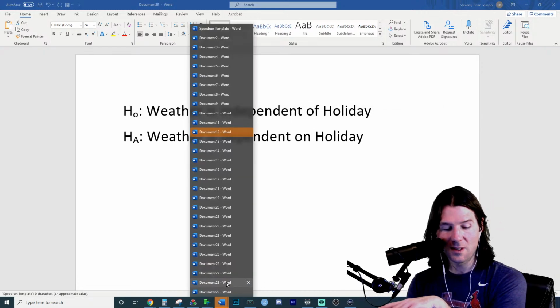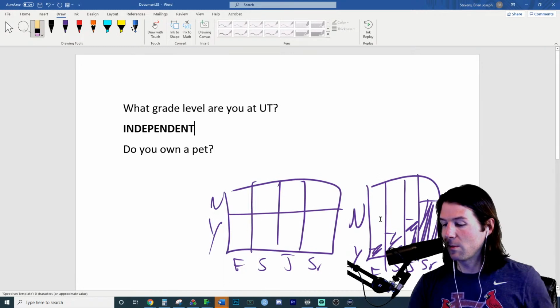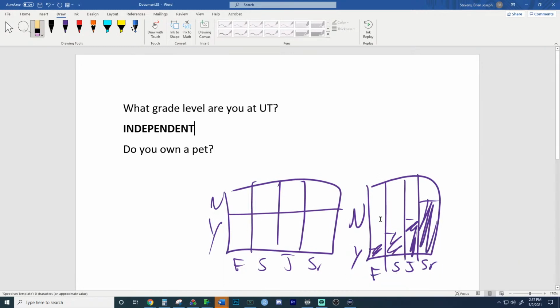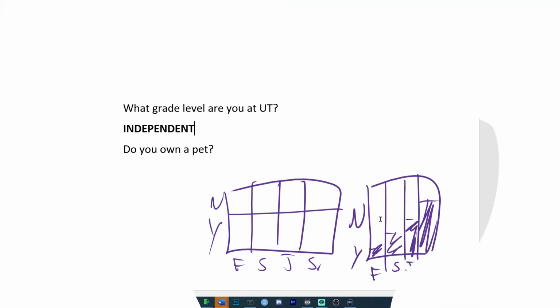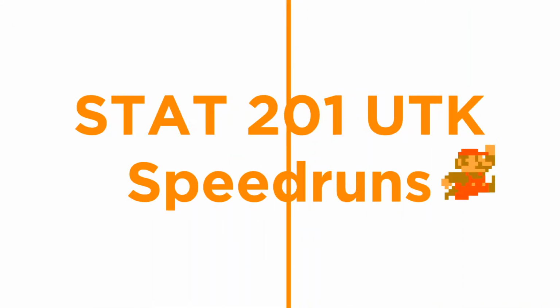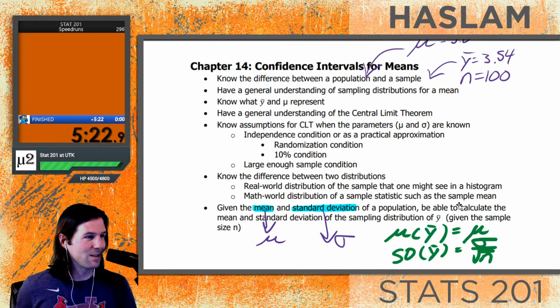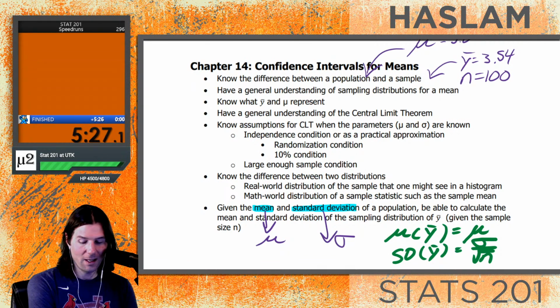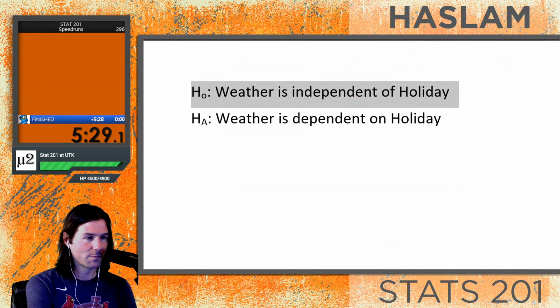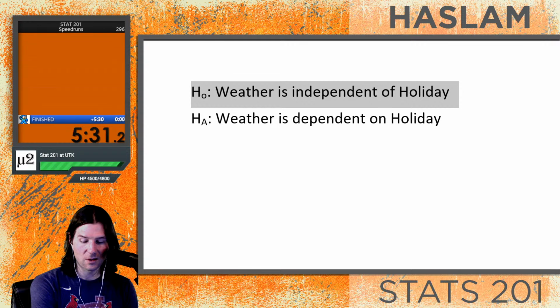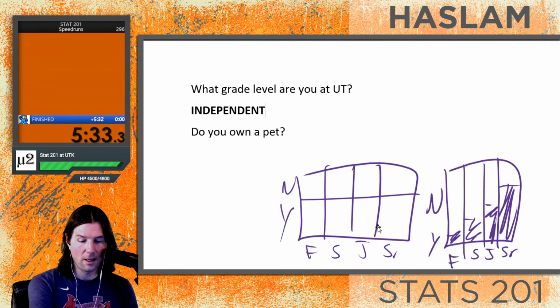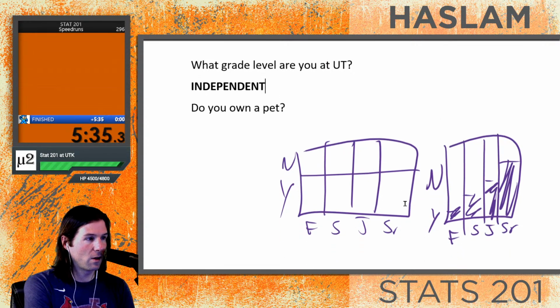Let's look at our previous example where we were talking about somebody's year at UT and whether they own a pet. Here, we'll go back to the Speedrun board. Wrong button. It's not Wacky Wednesdays. So here we are where we have the null hypothesis. Let's bring it back on the screen. And the null hypothesis is always that things are independent. And here we are with our question: is owning a pet independent of your grade level?